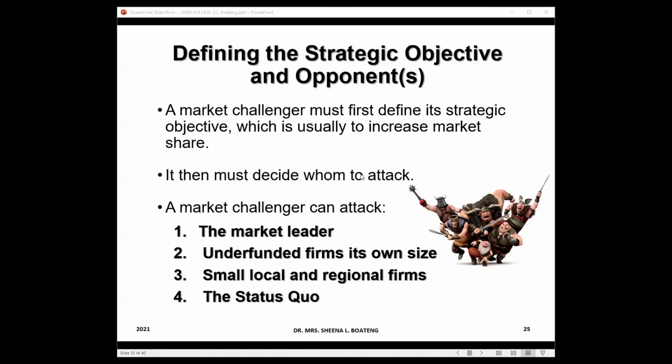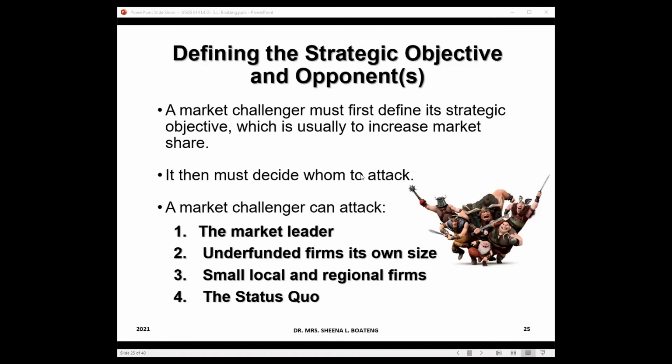Again, the market challenger could go after and absorb small local and regional firms. And we saw this happening in Ghana a few years ago, for instance, when EcoBank Ghana took over the Trust Bank. Please, do we remember that? Yes. EcoBank was a multinational, right? And therefore, they had what it took to take over the Trust Bank, which was not by any means on the same scale as them.